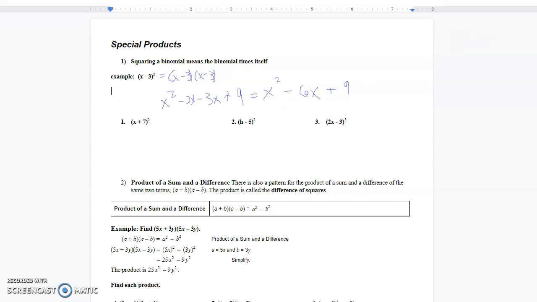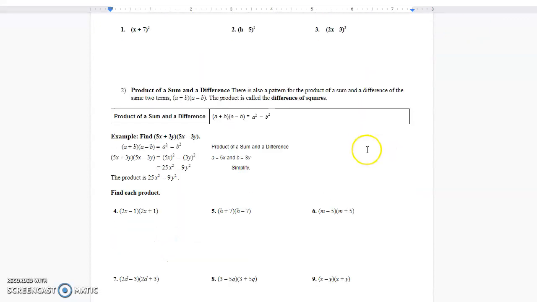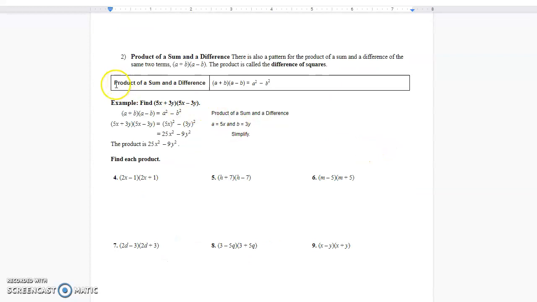Okay, so now we're entering into the weird land of some funny little rules. The product of a sum and a difference. What this means is, let's say both say A, so these are both the same thing, like these are both 5x. Then A times A is A squared, so this is 5x times 5x, you get 25x squared.